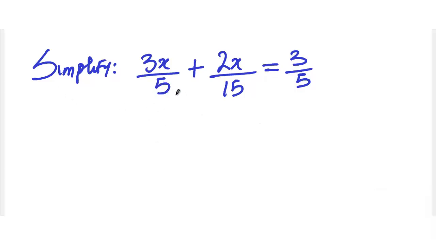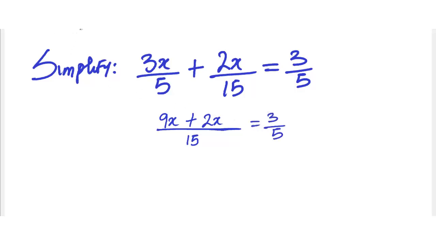So what will be the LCM for this left-hand side? What is the LCM of 5 and 15? The LCM of 5 and 15 will actually be 15, because 5 will go into 15 and 15 will also go into 15 once. So 5 in 15, 3. Then 3 times 3x will give us 9x. Then plus 15 in 15, 1, 1 times 2x will give us 2x. This will now be equal to 3/5.